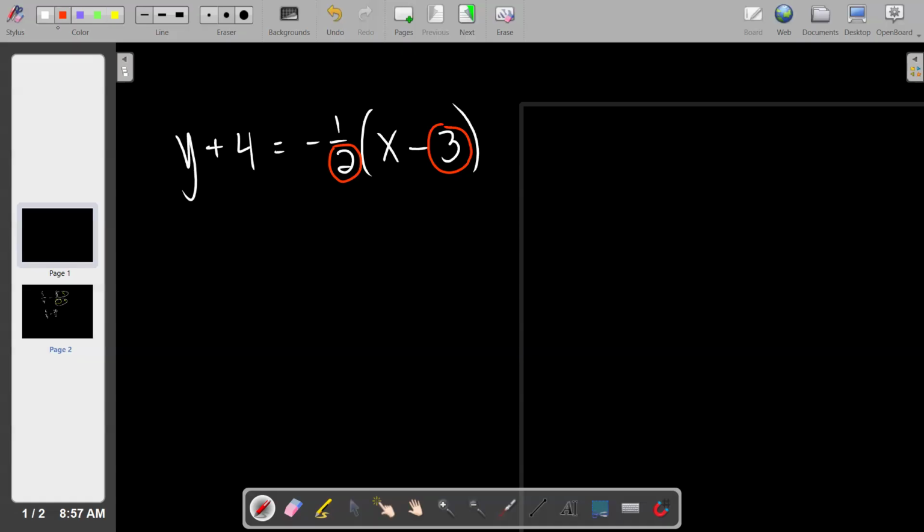So let's tackle the housekeeping stuff first. On the left side, we have a y plus 4 to bring down. And then again, never in the history of mankind has anyone wanted clarification on the yellow arrow. It's just negative 1/2 stuck to x. So we got our slopey part. Now comes the bad part. It's the red arrow of doom.